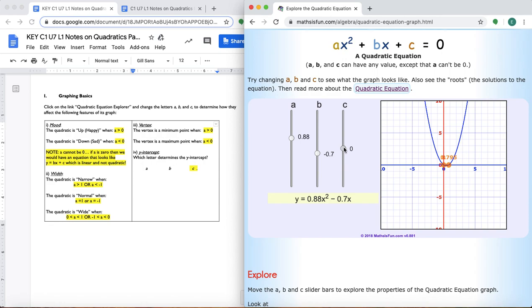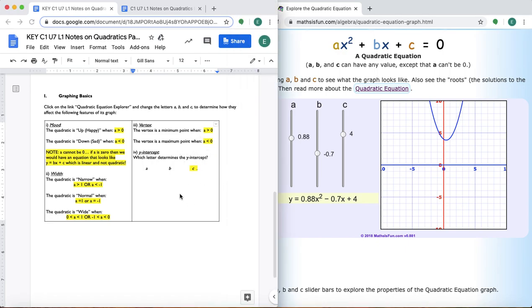It sure is. Now if I move it up to 4, my y-intercept should be 0, 4. 0, 4. There we go. So the letter C is what determines my y-intercept. It's super nice. Just like when the equation y equals mx plus b, 0, b is always your y-intercept. Similar idea with a quadratic. 0, c will always be my y-intercept.